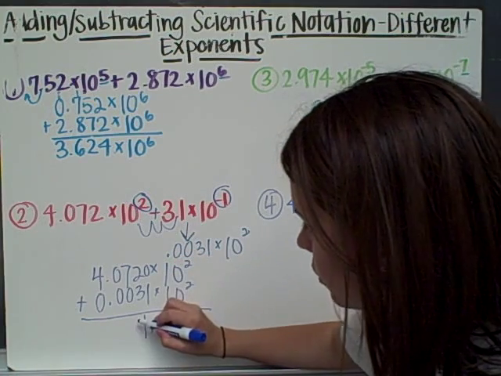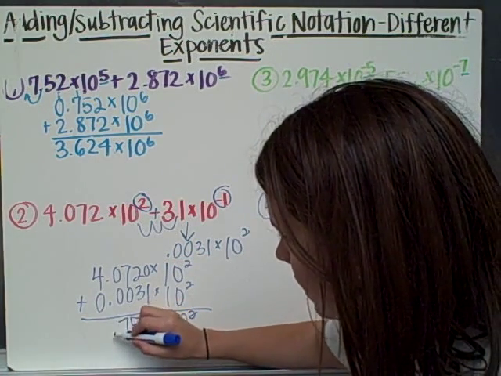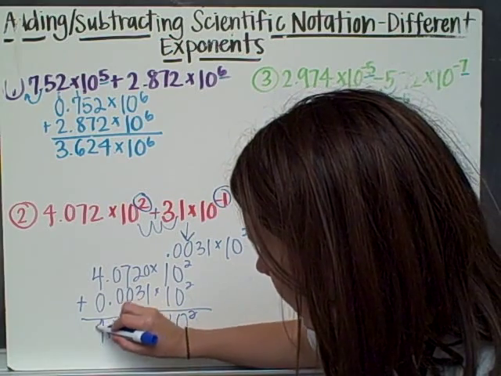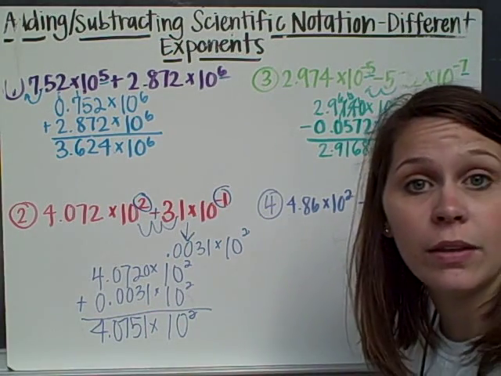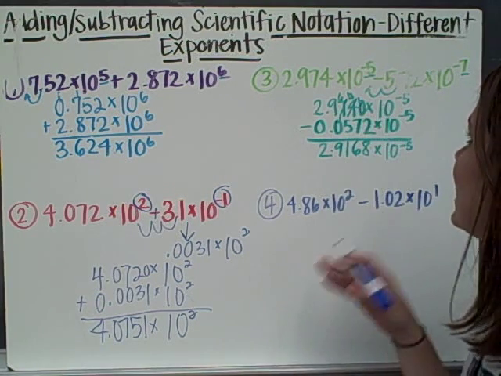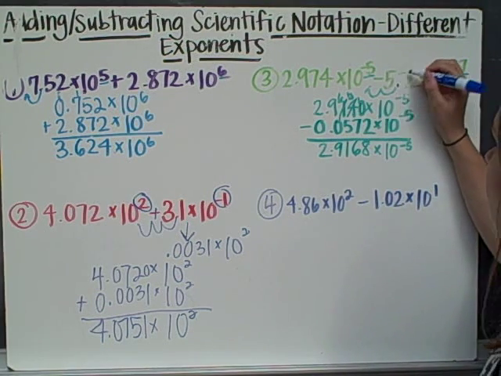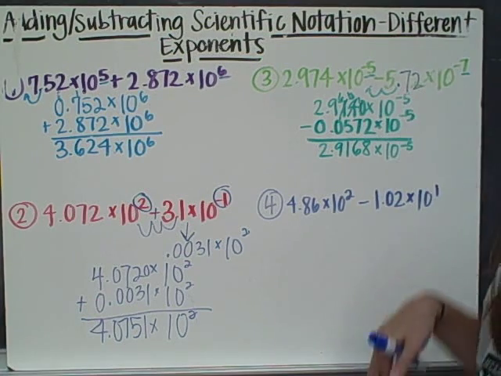1, 2 plus 3 is 5, 7, 0, and 4. This isn't scientific notation, so we leave it like that. You're going to do the exact same thing when you're doing subtraction.